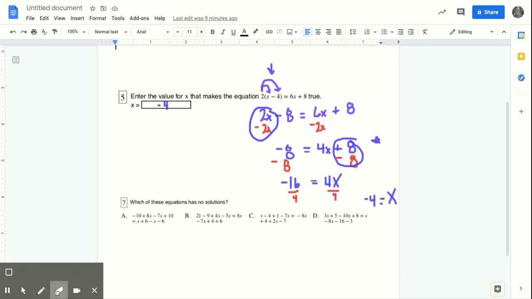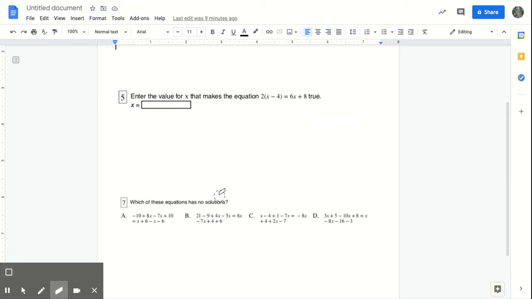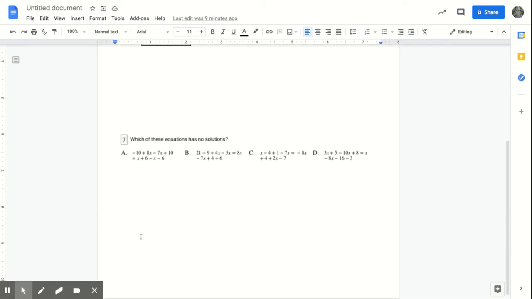All right, let's move on to our last question. This one was another one that we missed. The question has to do with which of these has no solutions. Okay, now I'll give you guys a couple of examples of where there wouldn't be a solution.